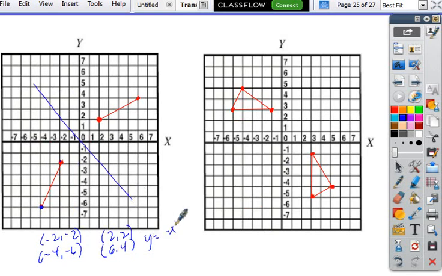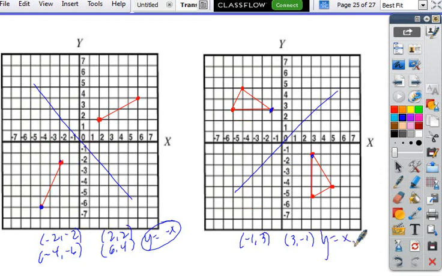Over here, if I take this first point, that is negative 1, 3, and then this point right here is 3, negative 1. All right, I switched the positions, but I didn't change any signs. So that's y equals x. So that means it is y equals x.